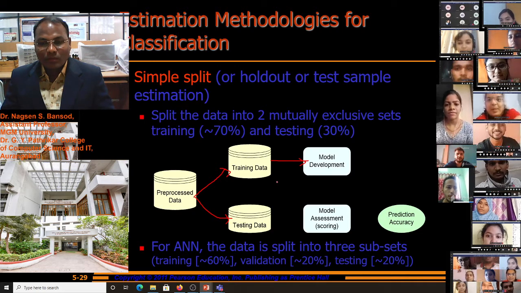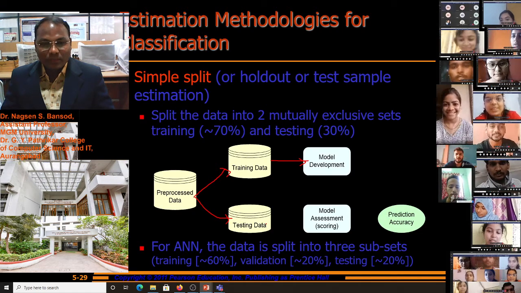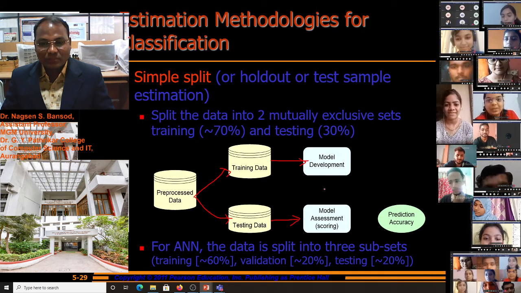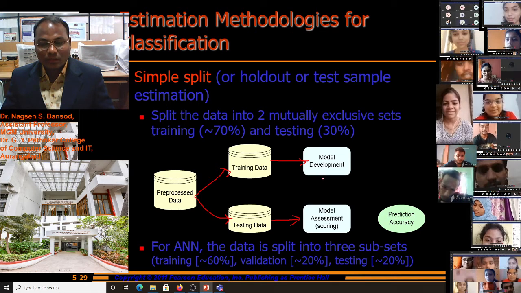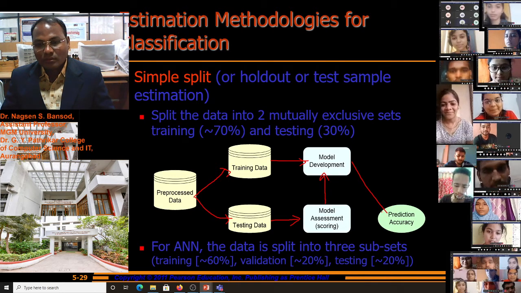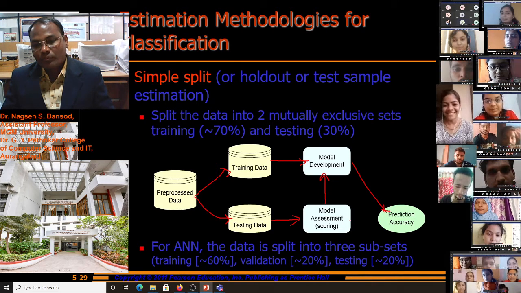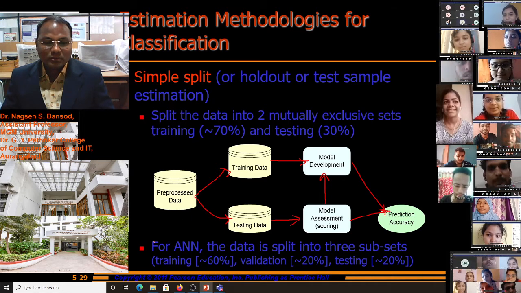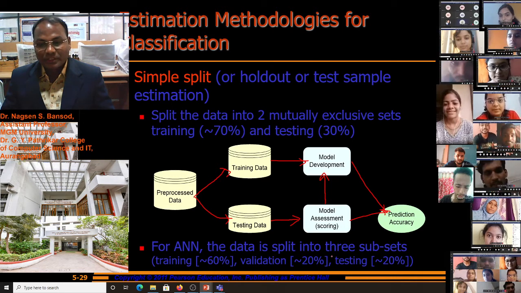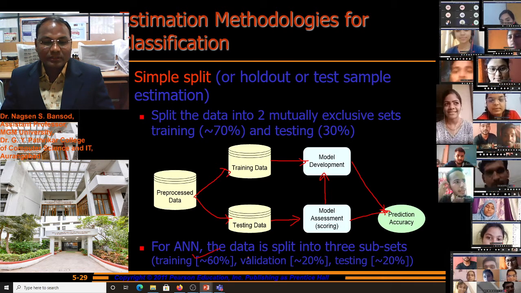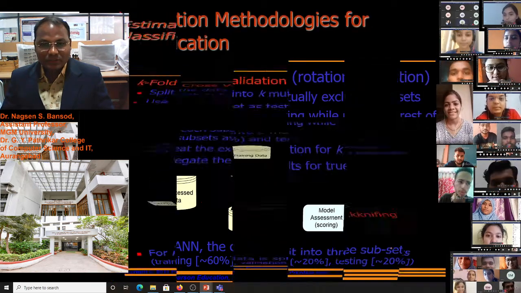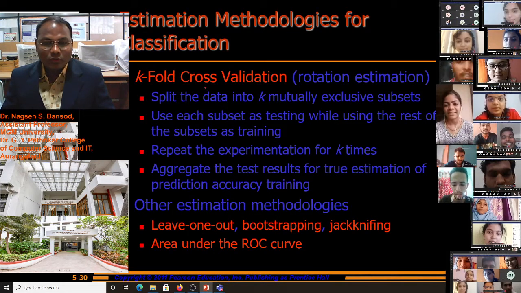Then comes model development on the basis of the training data set, and model assessment, cross scoring to see how it is working, and then prediction of the results. For this we use an artificial neural network. The data is split into three subsets: training, validation and testing. Today we will see the k-fold cross validation.